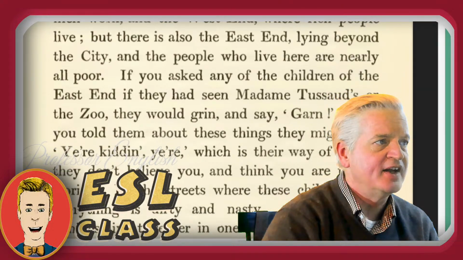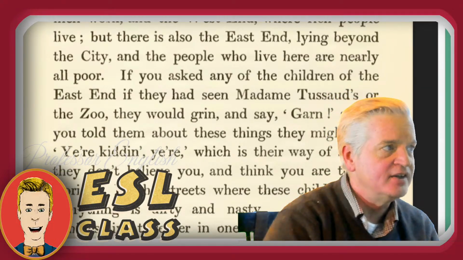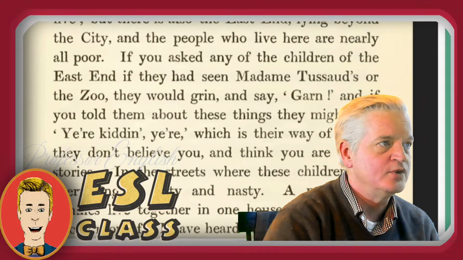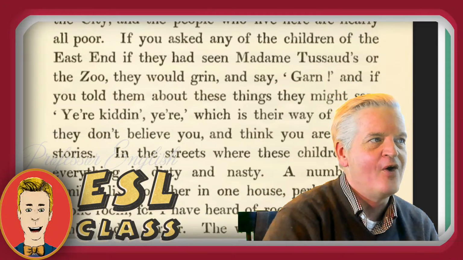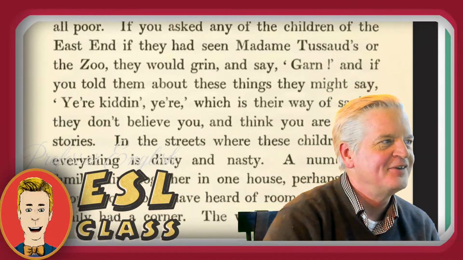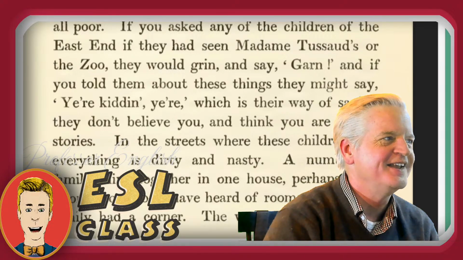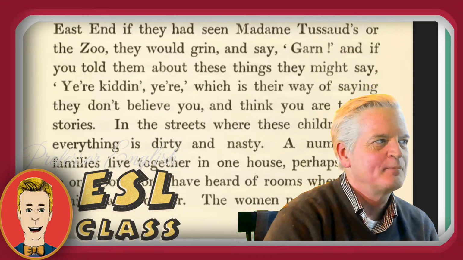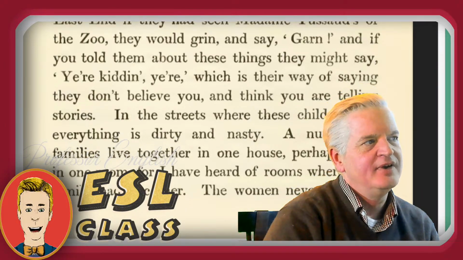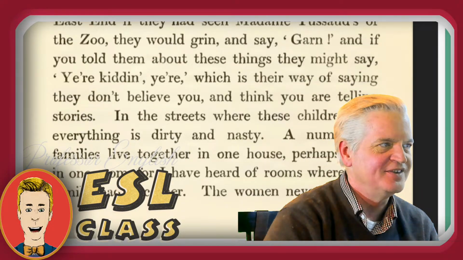If you asked any of the children of the East End if they had seen Madame Tussauds or the zoo, they would grin and say, "Gone." And if you told them about these things, they might say, "You're kiddin', you're," which is their way of saying they don't believe you and think that you're telling stories.